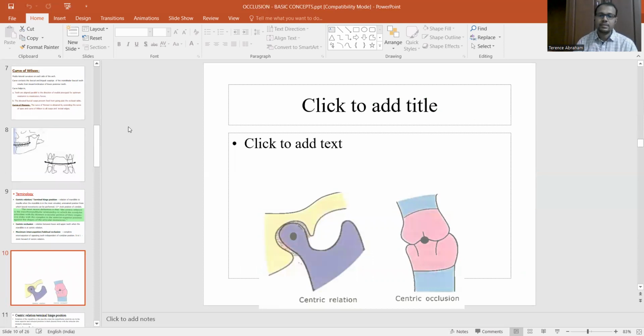So here you can see the centric relation. The condyle is positioned in the anterior superior position of the articular eminence. This is the articular eminence. The condyle is positioned in the anterior superior position of the articular eminence. And during the centric relation, the relation of maxillary and mandibular teeth is known as centric occlusion.